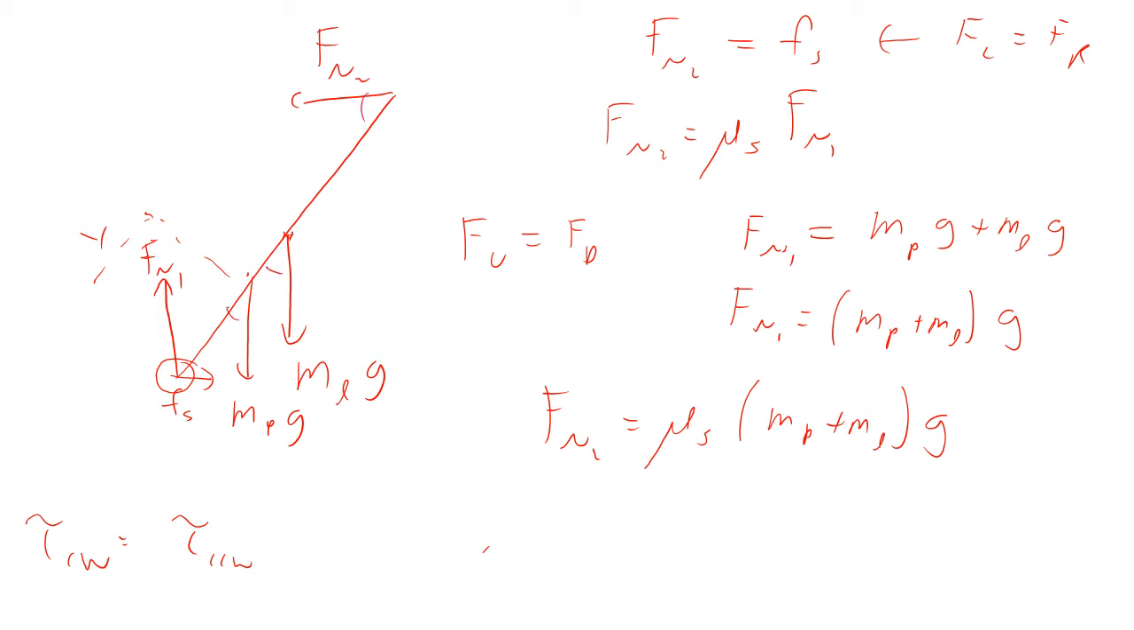Remember, torque equals R cross F. So the magnitude of that is going to be R F sine theta. That makes it a little bit more complicated, so we need to know the angles. If this angle is 60 degrees, that means these angles are both 30 degrees, and this angle right there is 60 degrees. So now we are ready to do this.